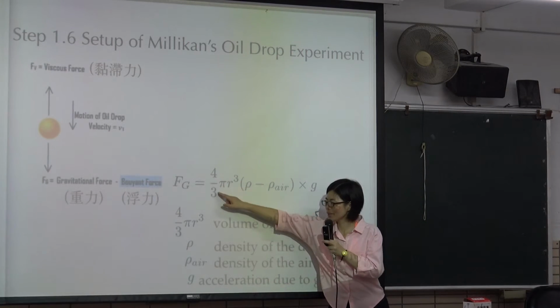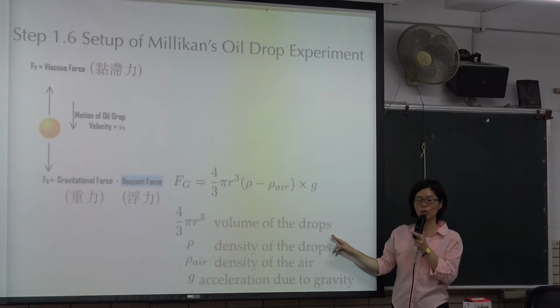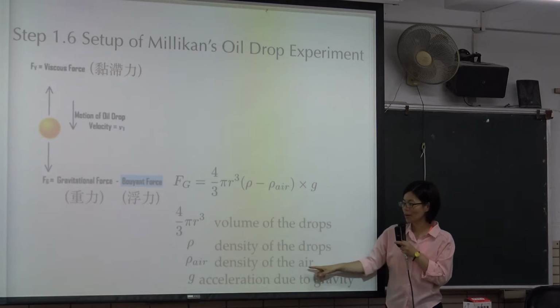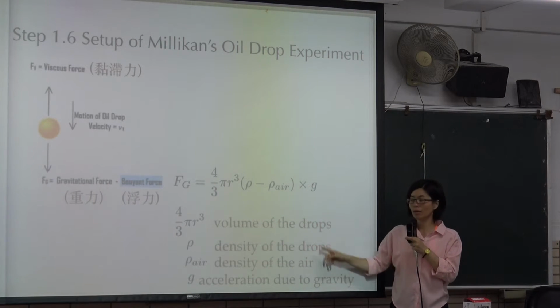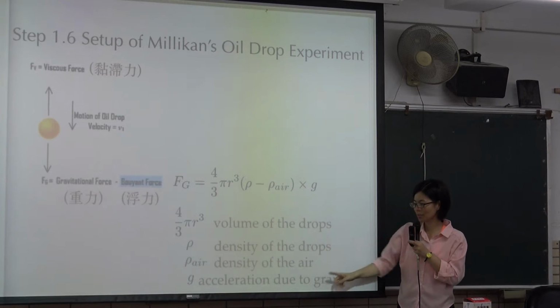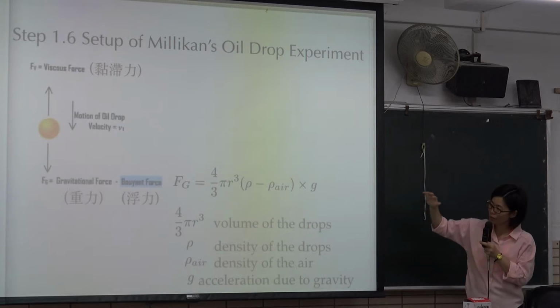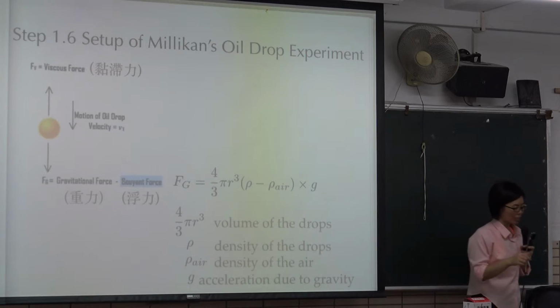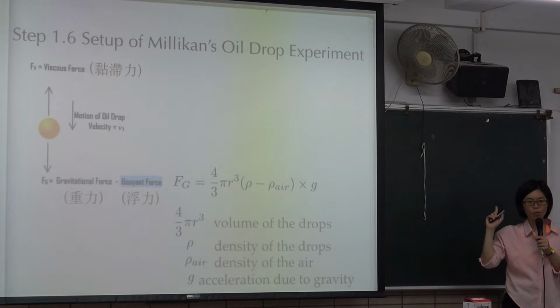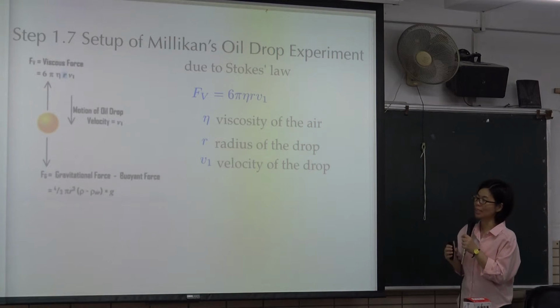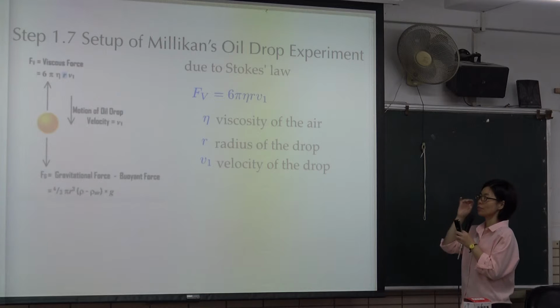So this is the volume of the oil droplets. Rho means the density of the drops. Rho air means the density of the air. G means the acceleration due to gravity. So you have the force going down. Then what is the force going up? That is the viscous force. For viscous force, that is easy.